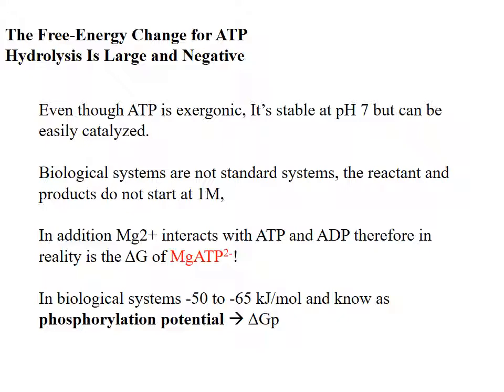And furthermore, in biological systems, the actual energy yield of ATP synthesis can be up to 65 kilojoules per mole. This is known as phosphorylation potential, and it's denoted as delta GP. And I just noticed that in the presentation that I uploaded, there was a typo there also.